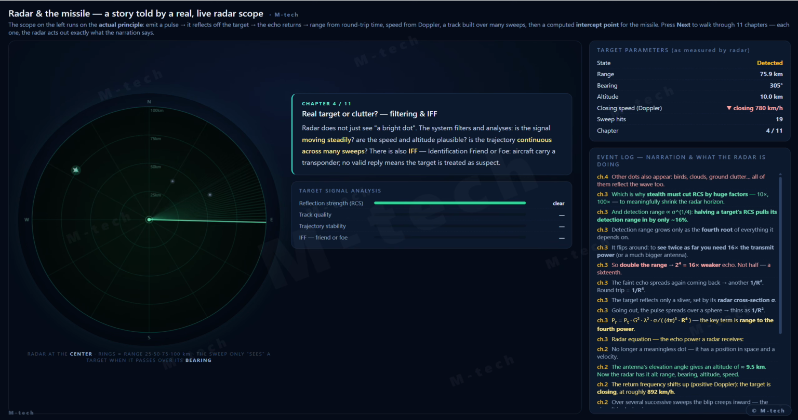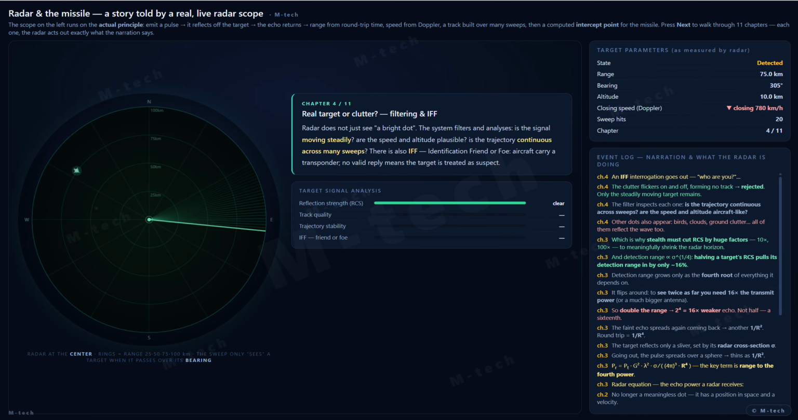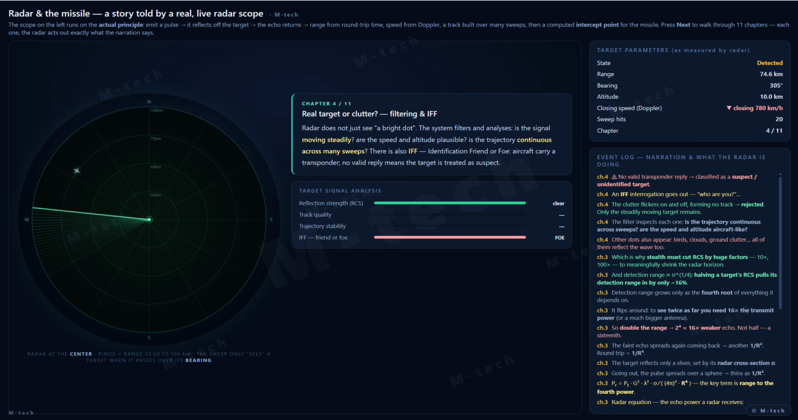Real target, or clutter. Radar does not just see a bright spot. The system filters and analyses. Is the signal moving steadily? Are the speed and altitude plausible? Is the trajectory continuous across many sweeps? There is also IFF, identification friend or foe. Aircraft carry a transponder. No valid reply means the target is treated as suspect.